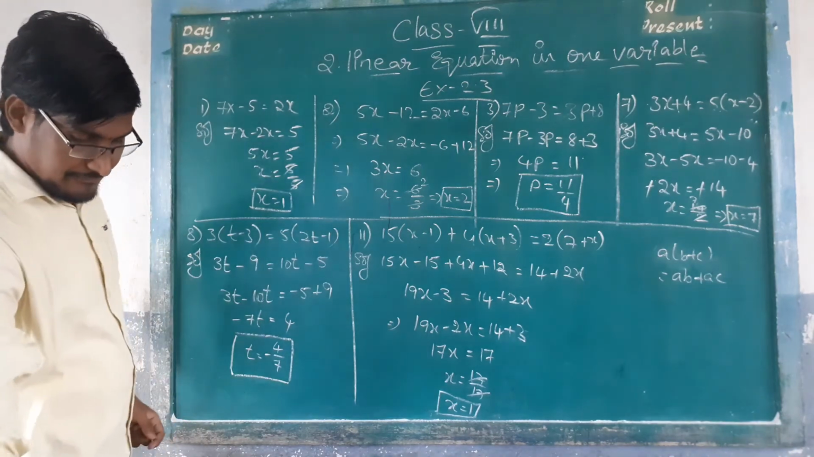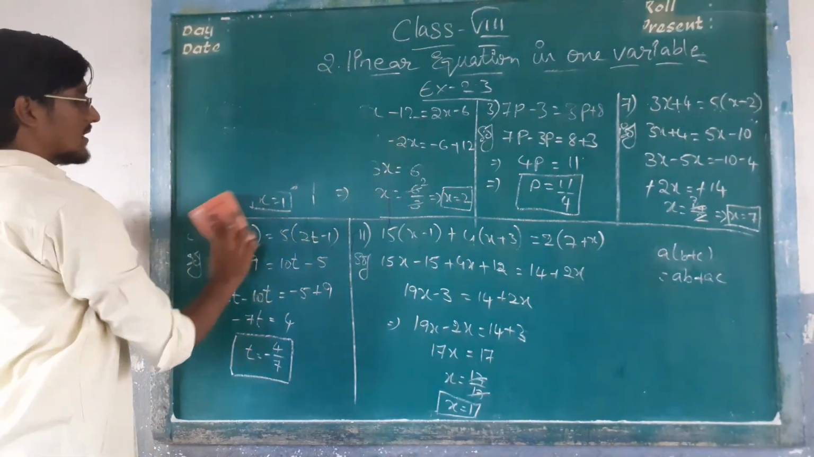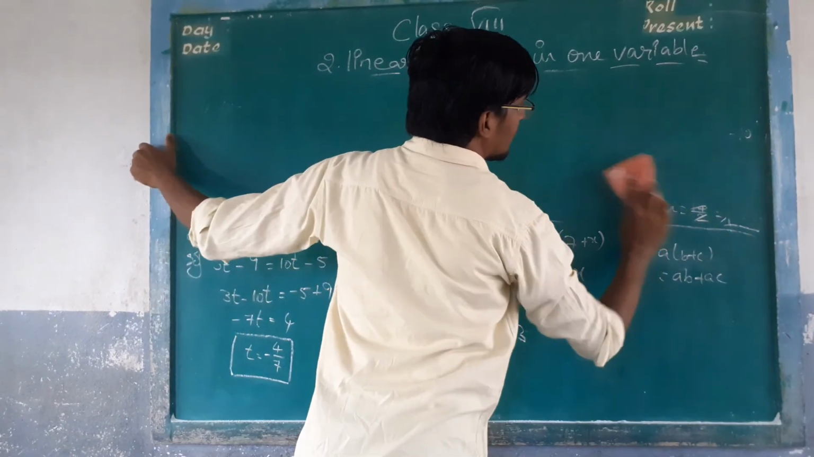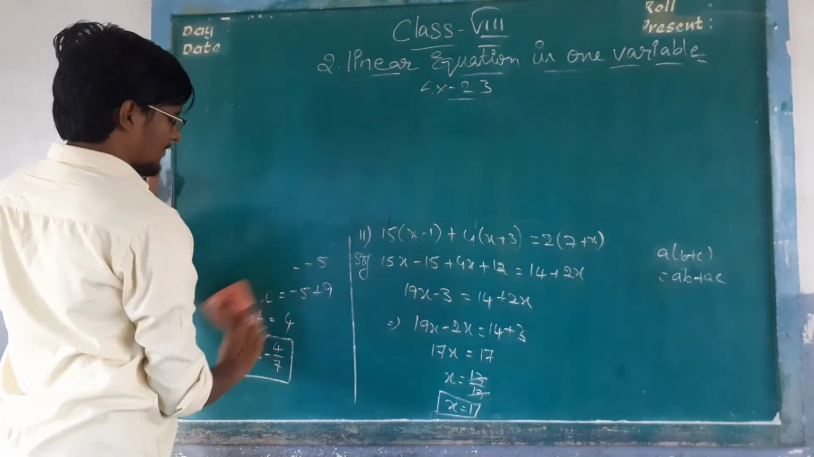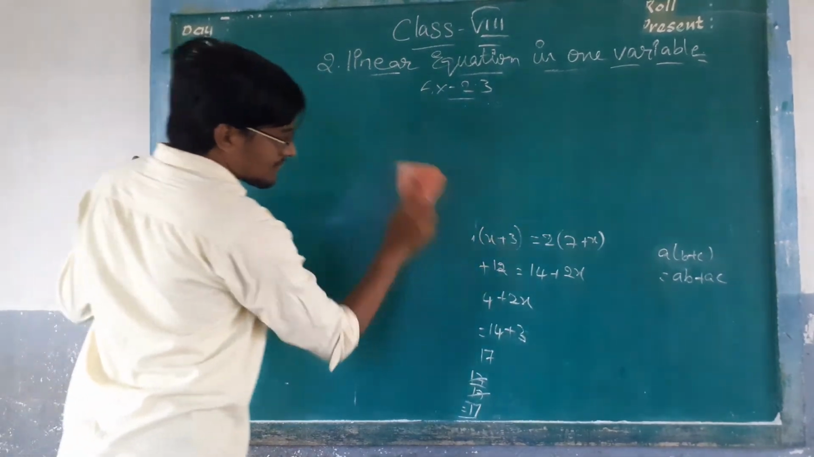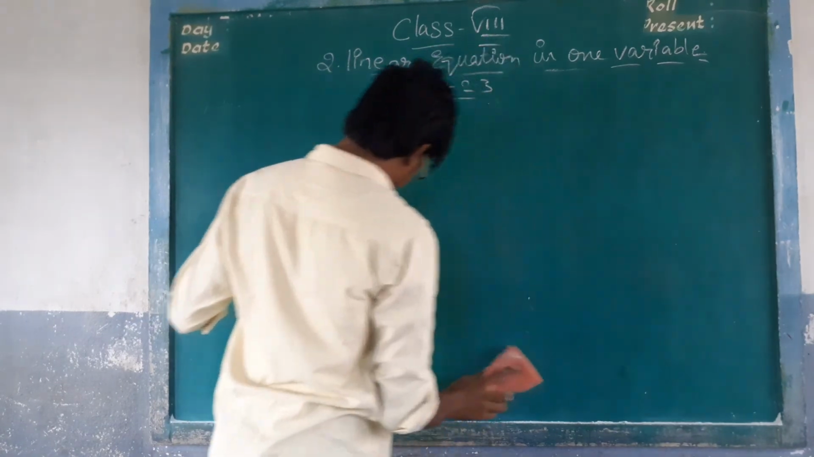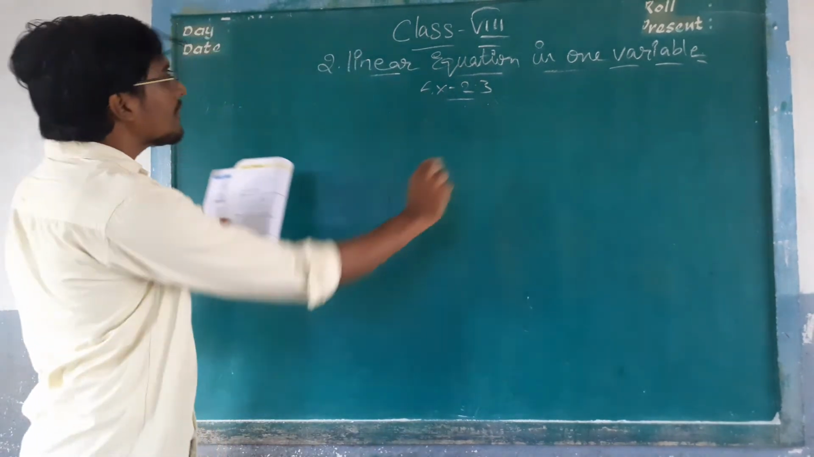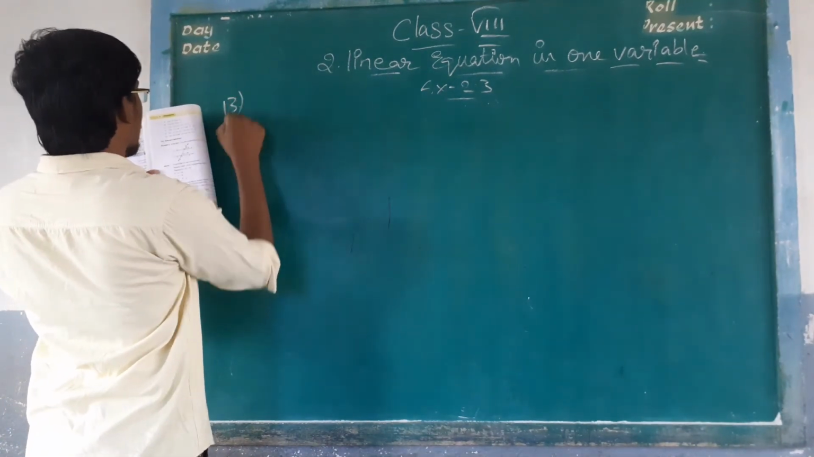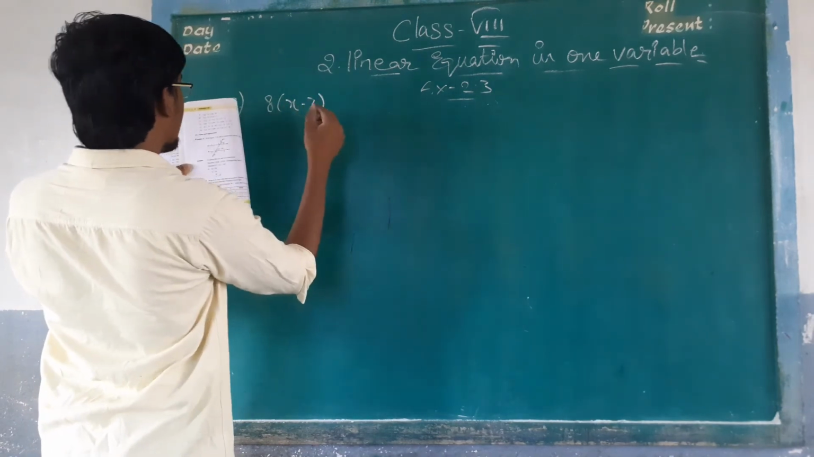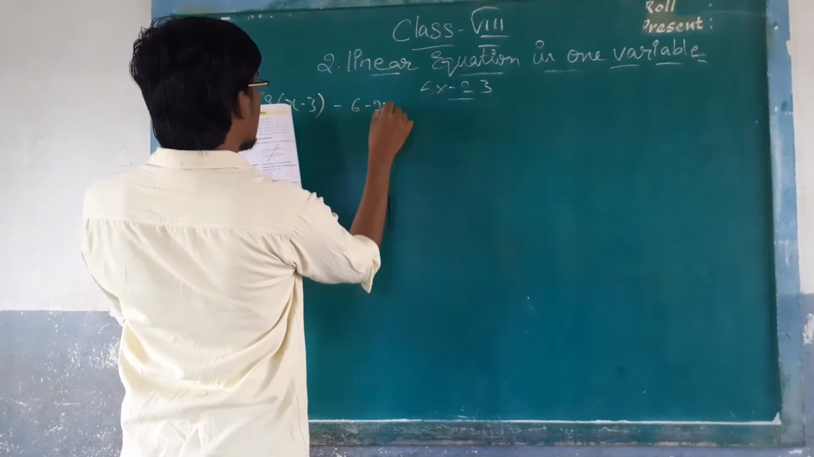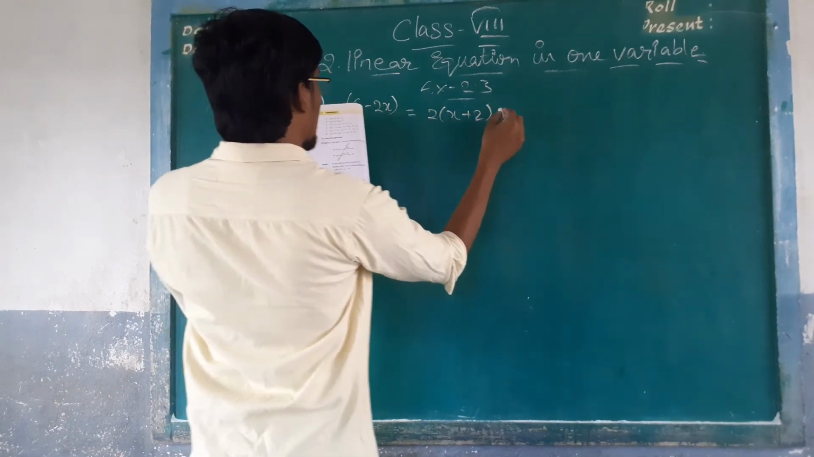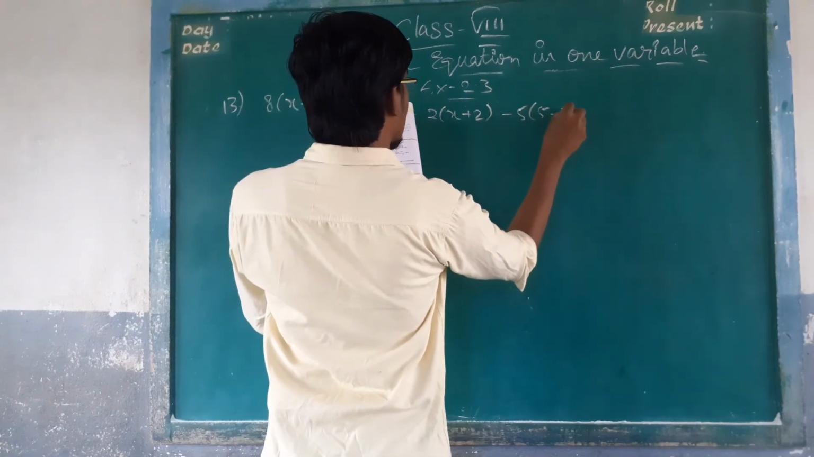Okay, so next move on to the 13th sum. What is the 13th sum given here? 8 into x minus 3 minus 6 minus 2x equal to 2 into x plus 2 minus 5 into 5 minus x.